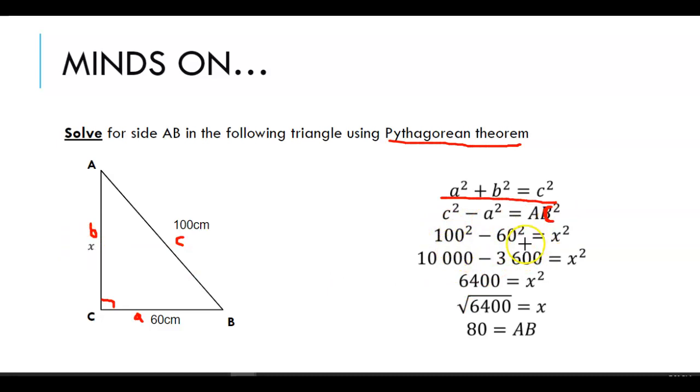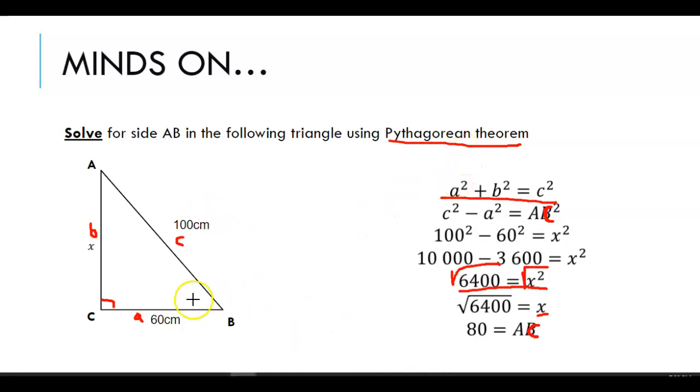Plugging into this equation the given information, hypotenuse 100, the other side 60, after simplifying, we get that x squared, or the missing side squared, equals 6,400. Now we're not looking for x squared, we're looking just for the side x. In order to get rid of the square, we're going to take the square root of both sides here. On the right side, square root of x squared equals x, square root of 6,400 equals 80. Side AC is 80 centimeters.